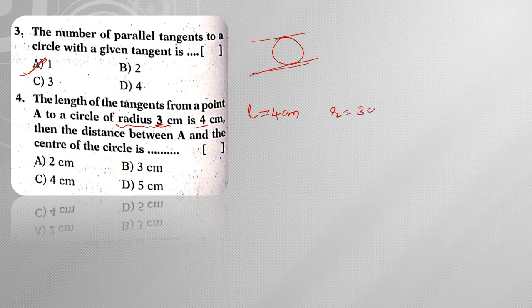So radius is 3 centimeters. Now what is he asking? The distance between A and the center of the circle. So he is asking you to find out the value of D. So D is equal to question mark.